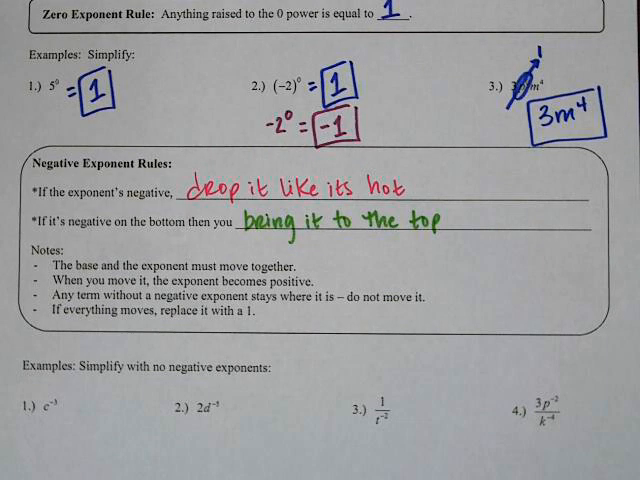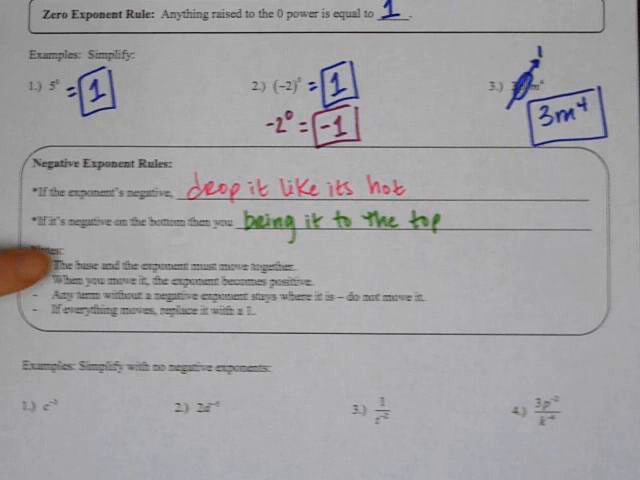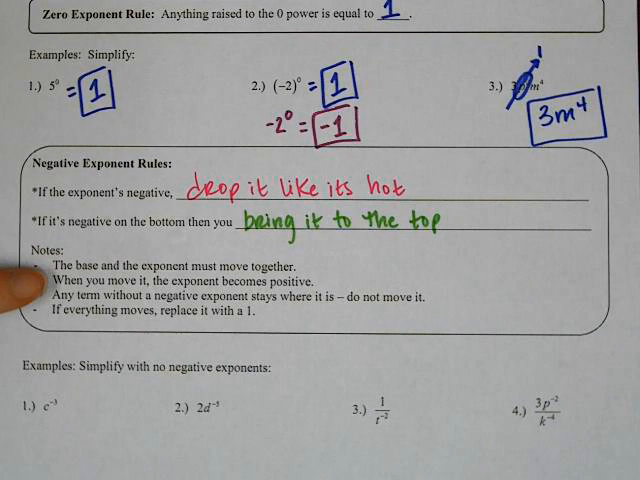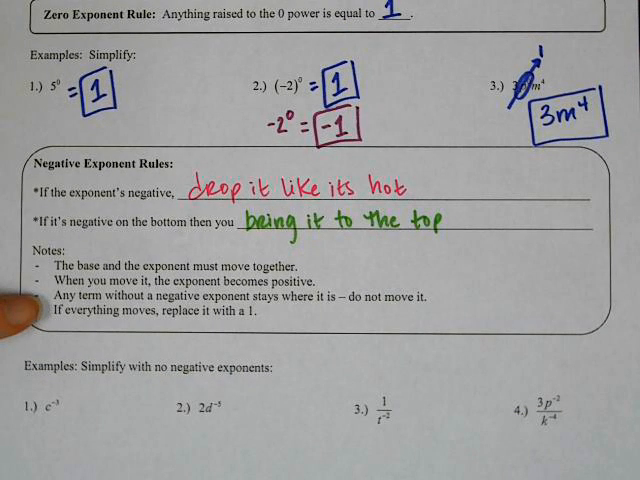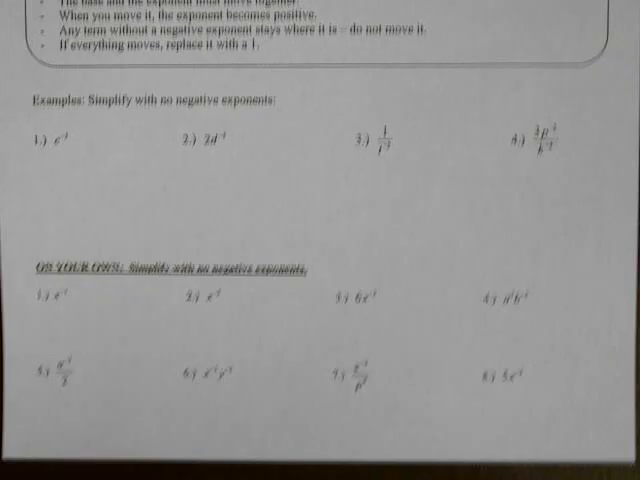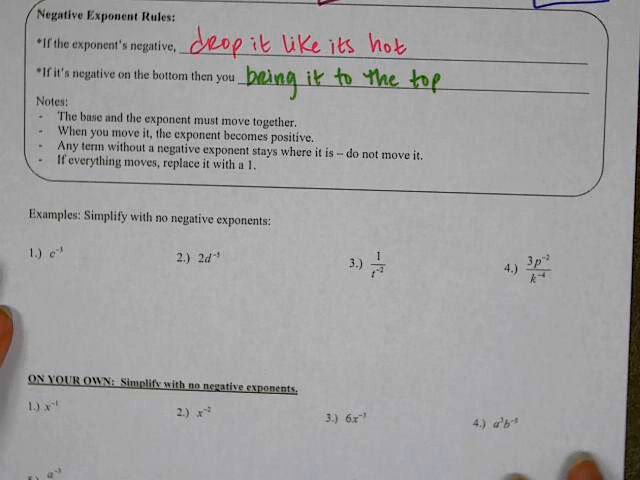And then here's a couple rules that go with it. The base and the exponent must move together. When you move it, the exponent becomes positive. Any term without a negative exponent stays put. Do not move it. And then if everything moves, you replace it with a 1. All right, let's try some of these because these can be a little bit tougher.